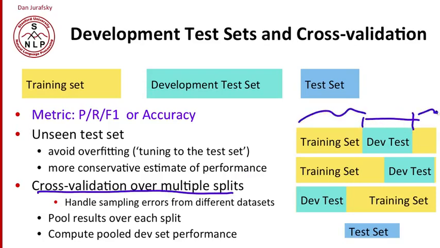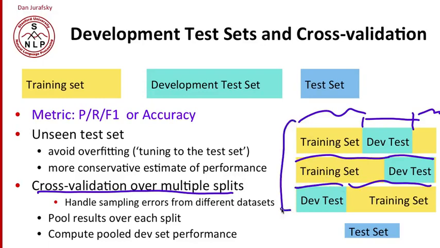We'll take the rest of it and train on this training set and then look at our performance on the dev set. And then we'll take a different split, train on this part of the training set and report on the dev set. Take this part of the training set and get our performance on the dev set. And we're going to pool our results from each split and then compute a total pooled dev set performance. This lets us avoid having very small test sets or very unrepresentative test sets. A lot of the data gets used for both training and test in different splits.